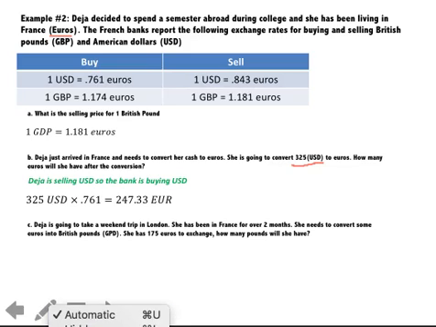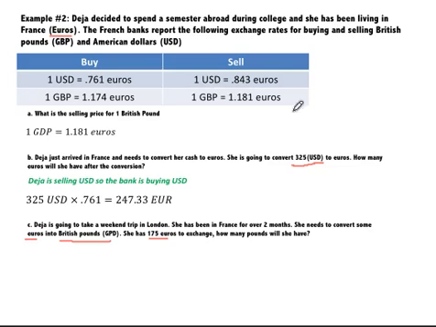Moving on to our last question. Our last question says Deja is going to take a weekend trip in London now. She has been in France for over 2 months. She needs to convert some euros into British pounds. She has 175 euros to exchange. How many pounds will she have?